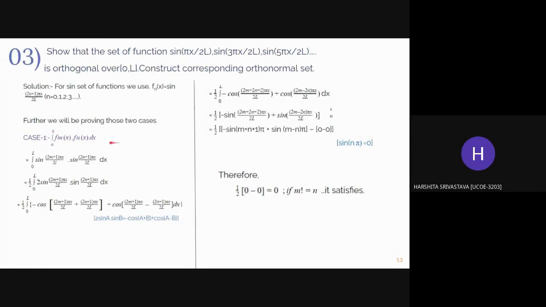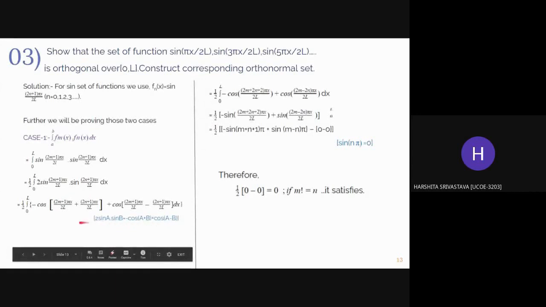Case number 1: the integral from a to b of f_m(x) dot f_n(x) dx. Now, as we know the limit is from 0 to l, by applying the limit we get the integration from 0 to l of sin((2m+1) pi x/2l) dot sin((2n+1) pi x/2l) dx. Now, as we all know the formula for the trigonometric expression, we will be multiplying and dividing it by 2. So what we get is 1/2 into the integral from 0 to l of 2 sin((2m+1) pi x/2l) sin((2n+1) pi x/2l) dx, from the formula 2 sin a sin b, which is equal to minus cos(a+b) plus cos(a-b).